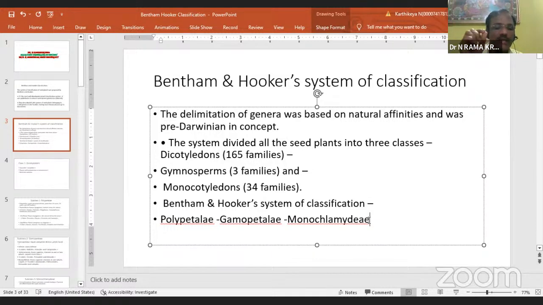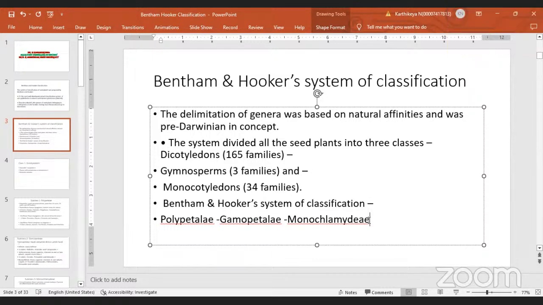Hibiscus rosa-sinensis, first one. Rosa indica. Okay, so next one. So many: Lycopersicum esculentum, Abelmoschus esculentus, Abutilon indicum, Cajanus cajan, like this. These are all polypetalae plants. Flowers with calyx and corolla are there. Petals are distinct, free. Is it okay now? Yes, sir.